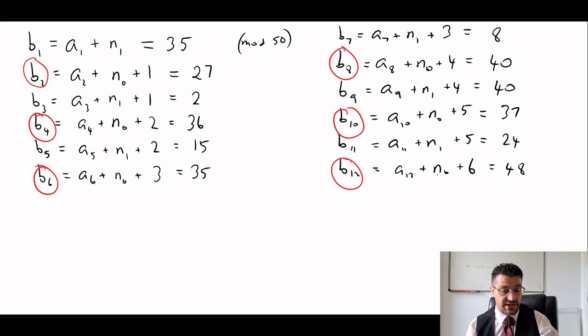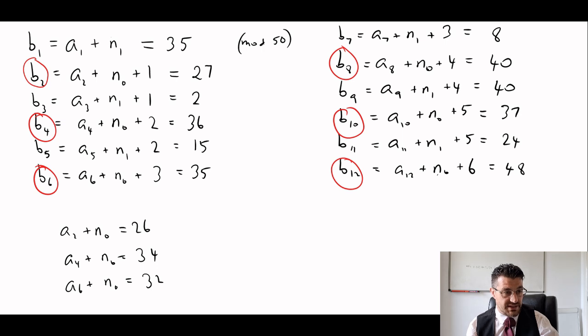So what I did was I wrote, for example, that A2, I'm not going to write all of these out, I hope. A2 plus N0 is equal to 26. Okay. A4 plus N0 is equal to 34. A6, actually I think I am going to have to write these out, plus N0 is equal to 32.